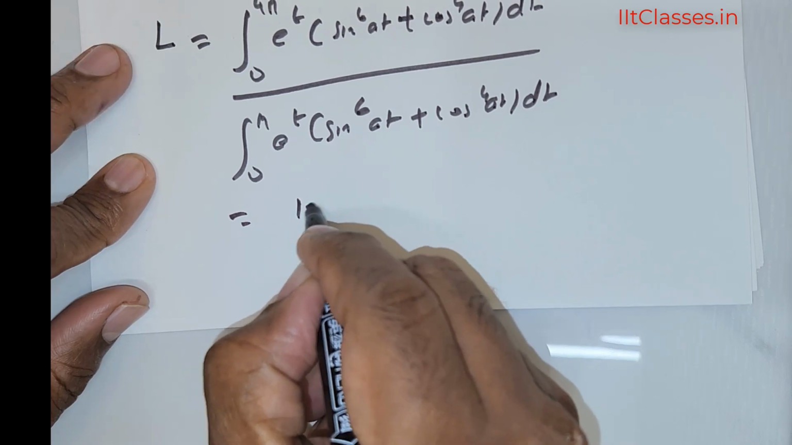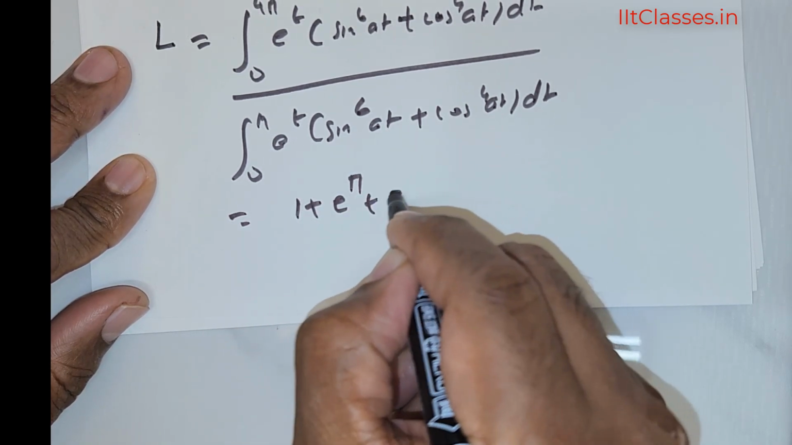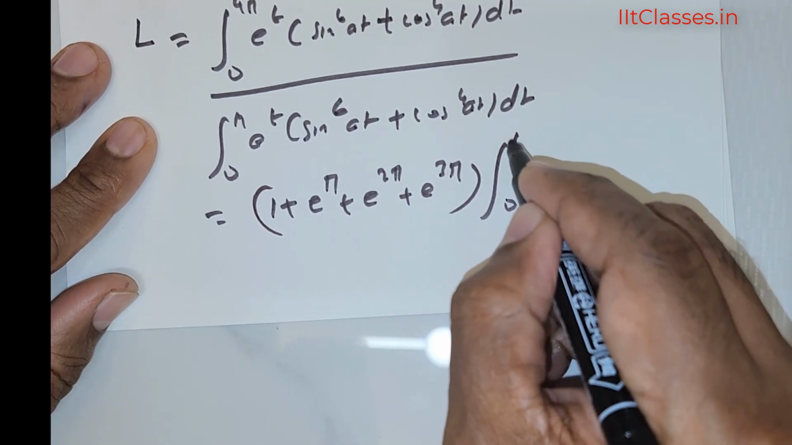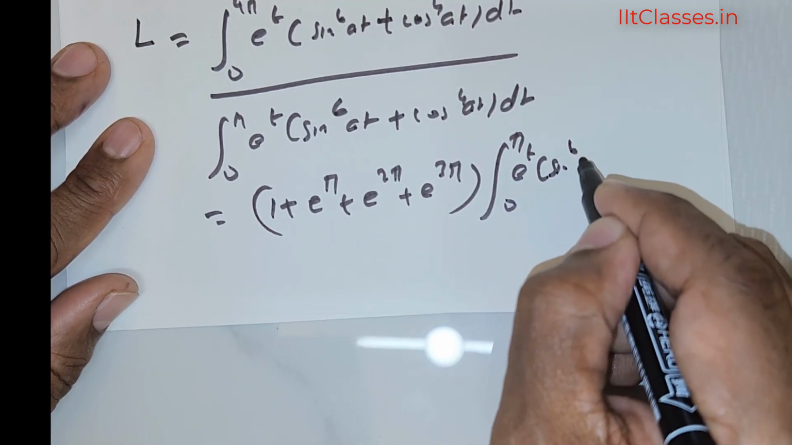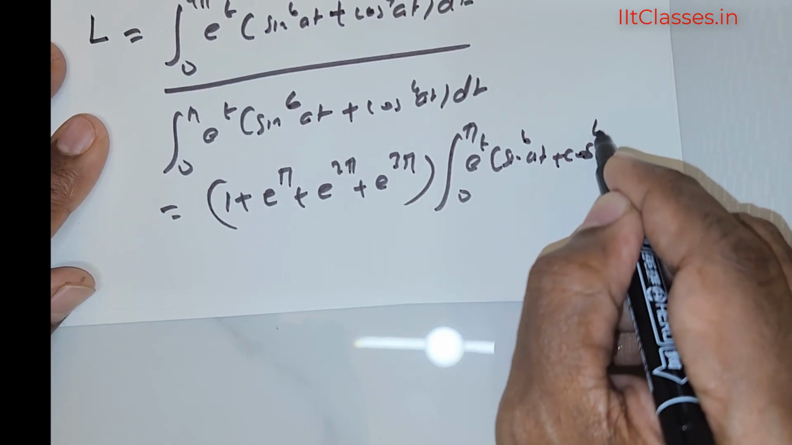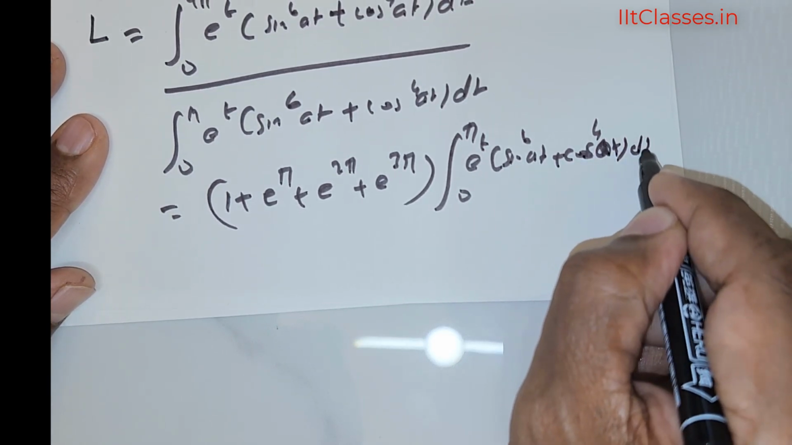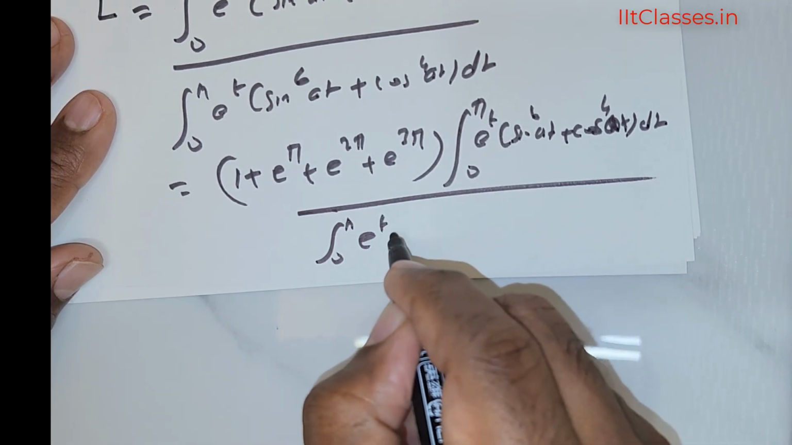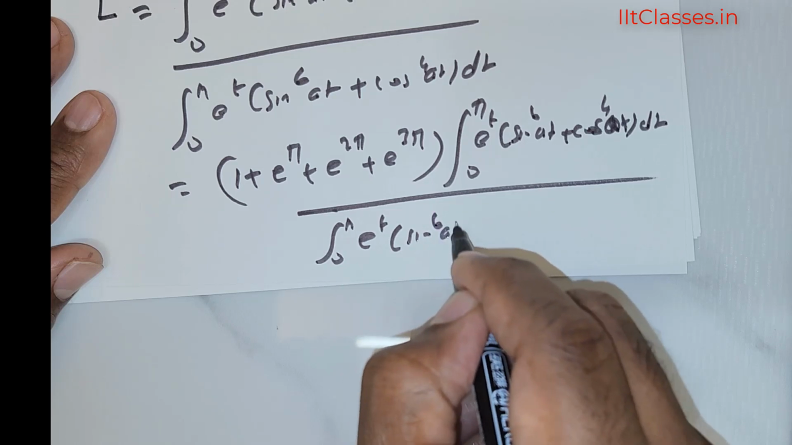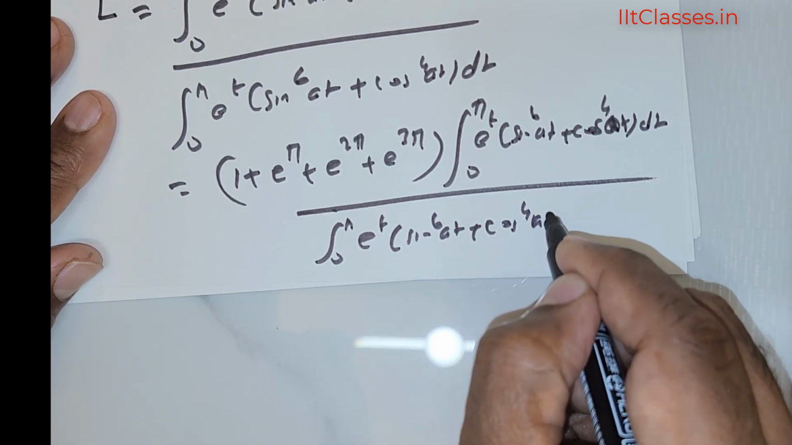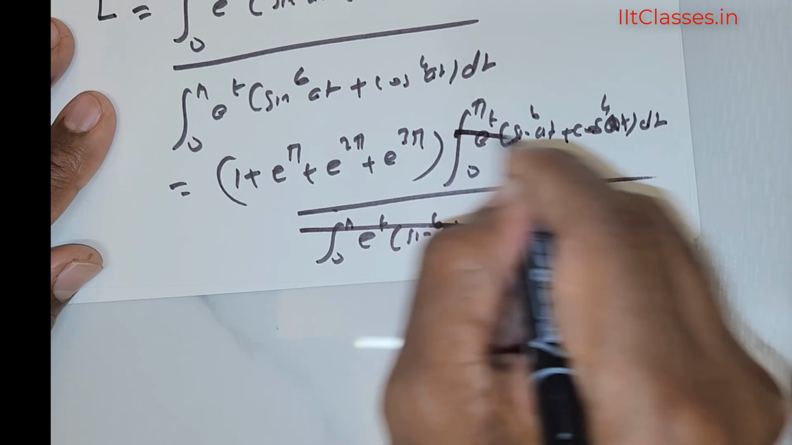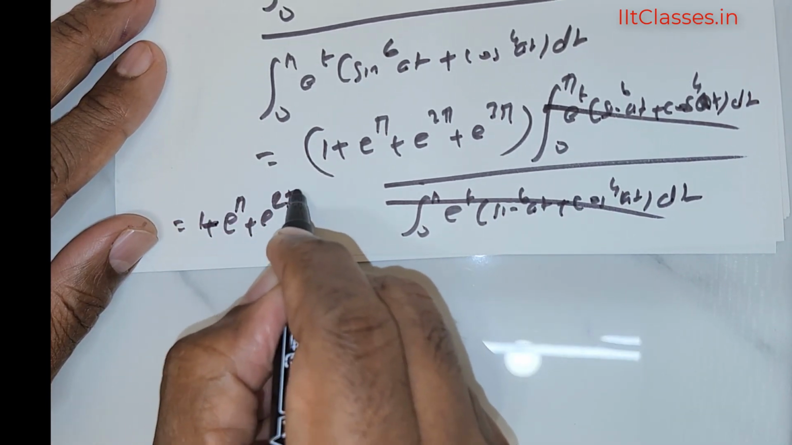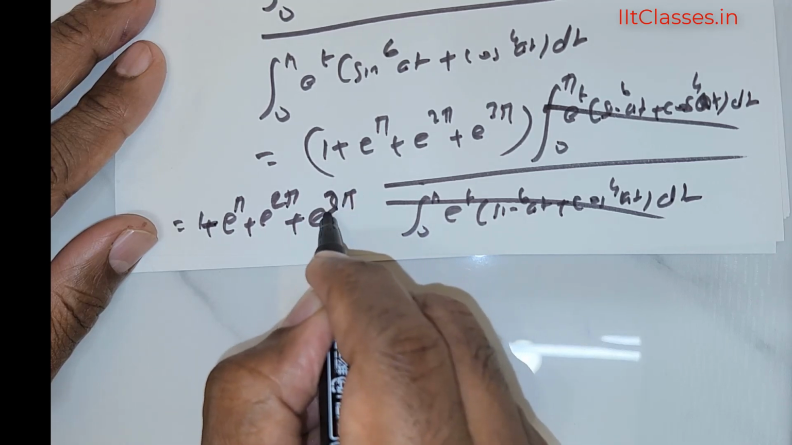So you substitute that. This is nothing but (1 + e^π + e^(2π) + e^(3π)) times the integral from 0 to π of e^t sin⁶(at) + cos⁴(at) dt, divided by the integral from 0 to π of e^t times sin⁶(at) + cos⁴(at) dt. Now these two can be cancelled, giving me 1 + e^π + e^(2π) + e^(3π).